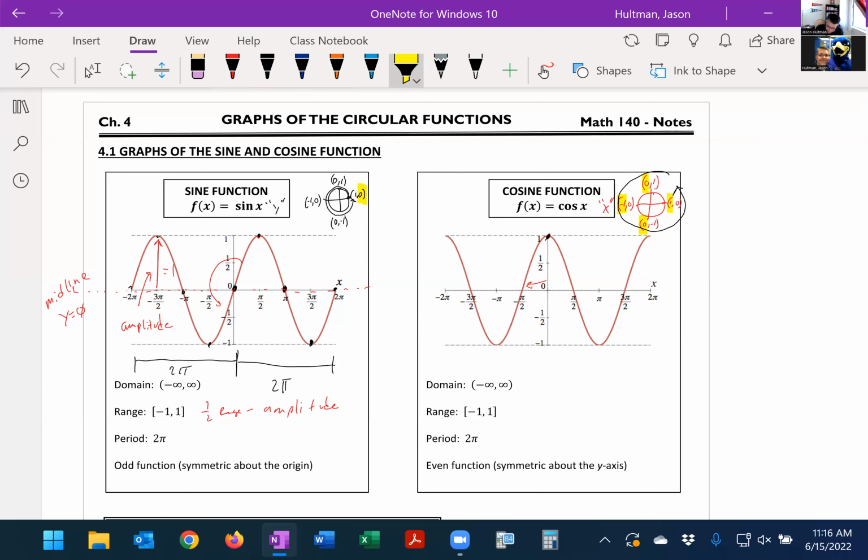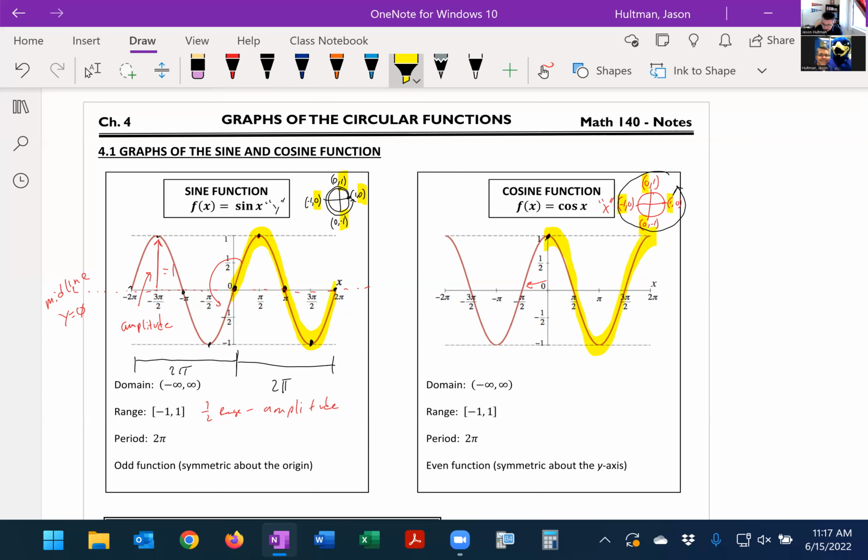Before, for the sine function, we were looking at the y values, and we would cycle through those values. So at 0, we're at 0. At pi over 2, we're at 1 for the sine function. But for the cosine function, it's shifted. We start at 1, and then we go to 0, and then we end up at -1.